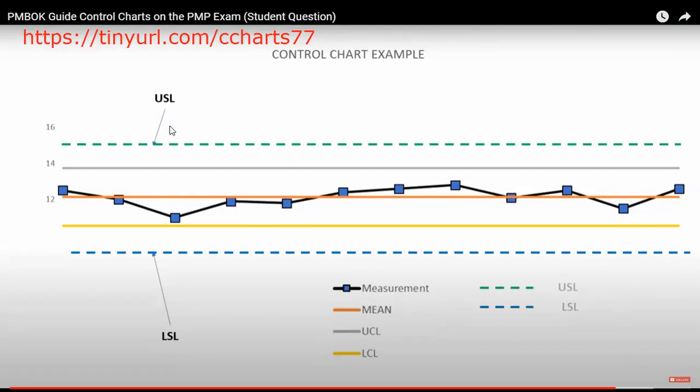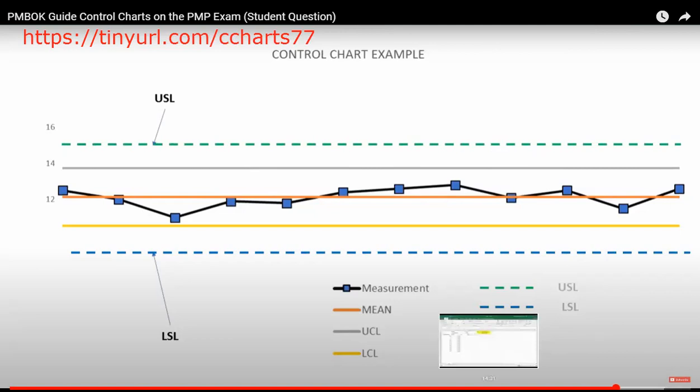The different places here, the upper specification limit, the lower specification limit, these are determined by the customer. Then we have the lower control limit and the upper control limit, and these are statistically determined. I talk about it in this video, but let me help by guiding your focus. What you need to know about the control chart is it shows if a process is stable or not. Refer to the book and you'll see I call out certain aspects of the control chart.